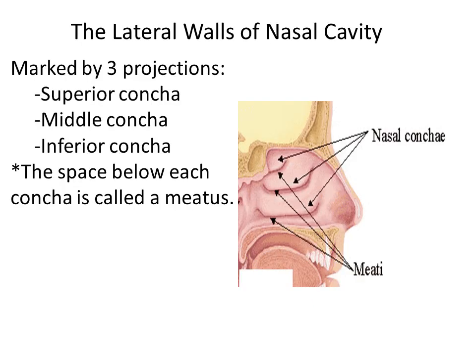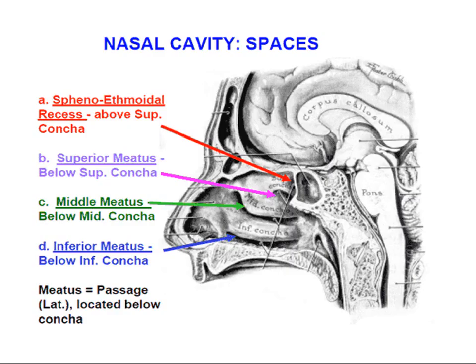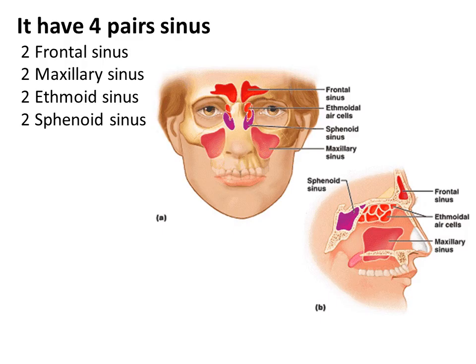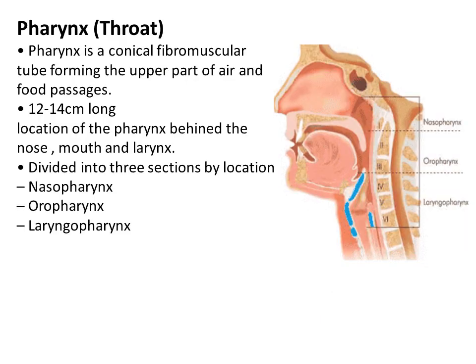The lateral part of the nasal cavity is marked by three projections: superior concha, middle concha, inferior concha. The space below each concha is called meatus. Meatus passages are located below the concha. It has four sinuses: frontal sinus, maxillary sinus, ethmoid sinus, sphenoid sinus.